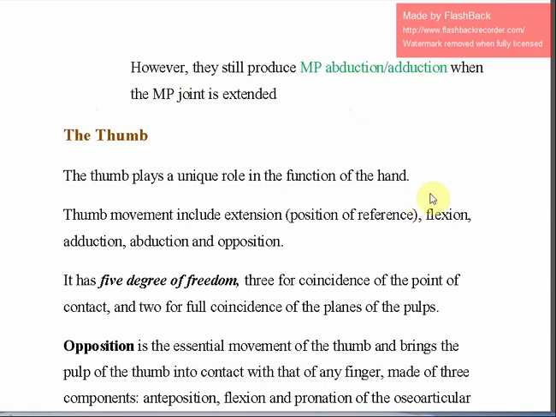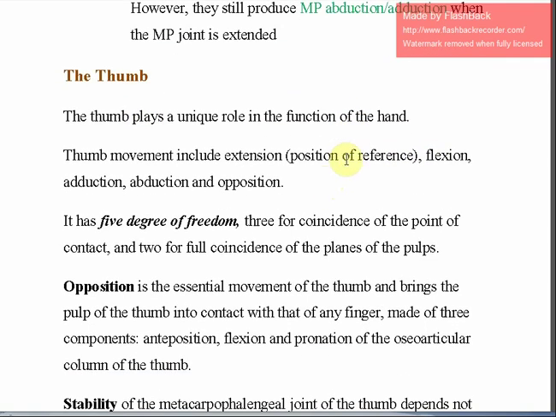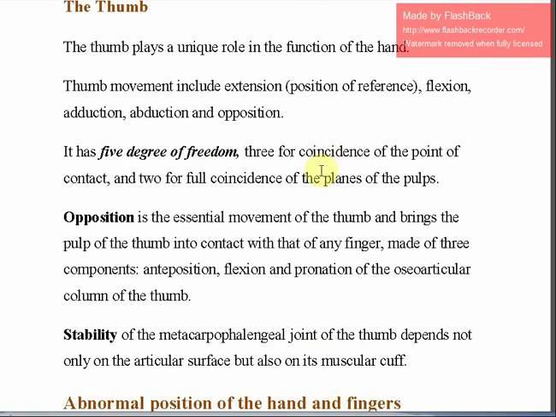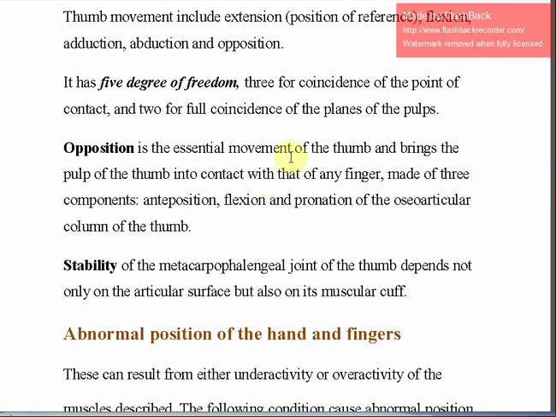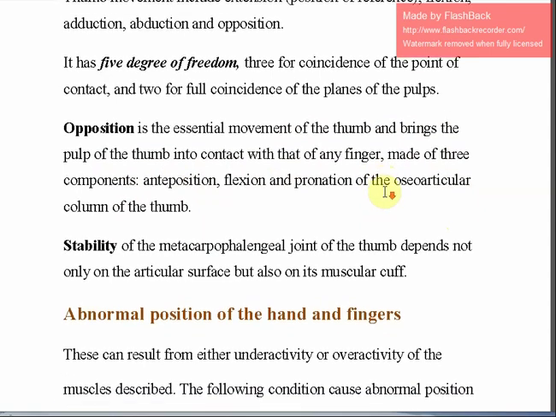The thumb plays a unique role in the function of the hand. The thumb movement includes extension, that is the position of reference, flexion, adduction, abduction, and opposition. It has 5 degrees of freedom, 3 for coincidence of the point of contact and 2 for full coincidence of the planes of the pulps. Opposition is the essential movement that brings the pulp of the thumb into contact with that of any finger, made of 3 components: anteposition, flexion, and pronation of the osteoarticular column of the thumb.